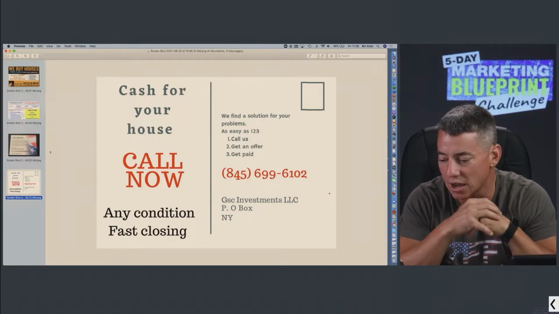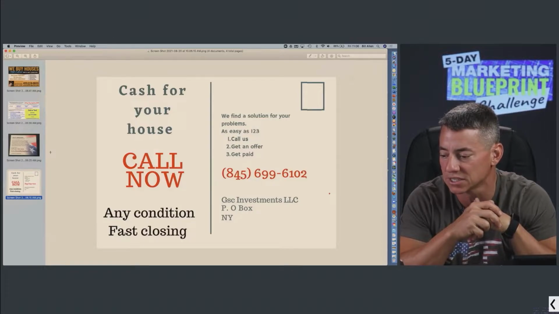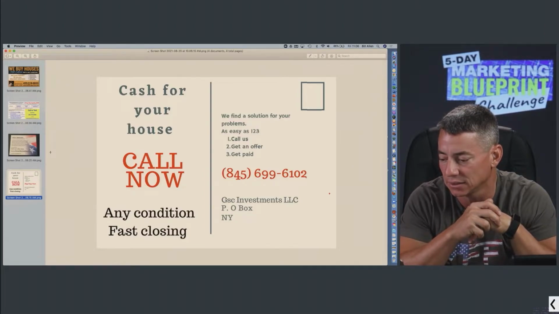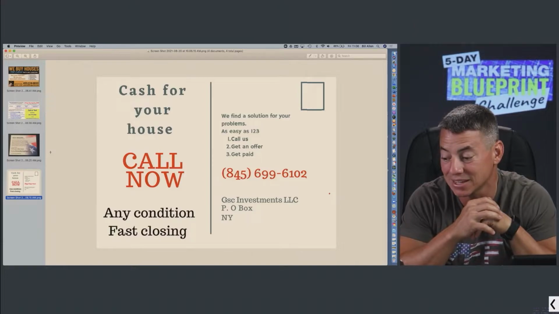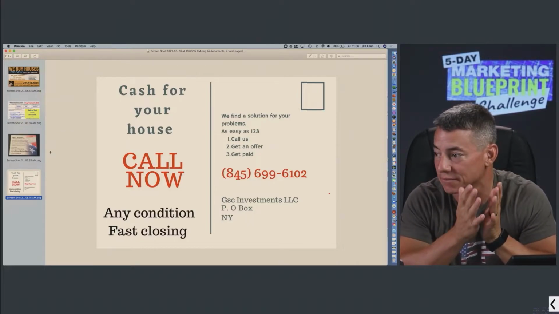So cash for your house, call now. Any condition, fast closing. We find a solution for your problems as easy as 1, 2, 3. 1, call us. 2, get an offer. 3, get paid. Big phone number, and then the return, right? So I think it looks like this might be a markup of the front, but ideally that kind of stuff is on the back.